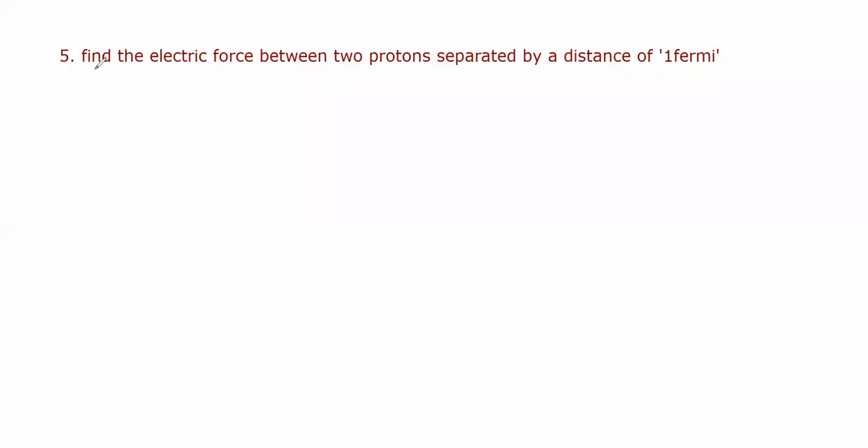Let us solve the fifth problem. Find the electric force between two protons separated by a distance of 1 Fermi. Let us write the given data. Here two protons are separated, that means the two proton charges are equal. The charge of a proton is 1.6 into 10 power minus 19 coulomb. And the distance by which they are separated is 1 Fermi. 1 Fermi is known as 10 power minus 15 meter. Now we need to find the electric force between the charges.